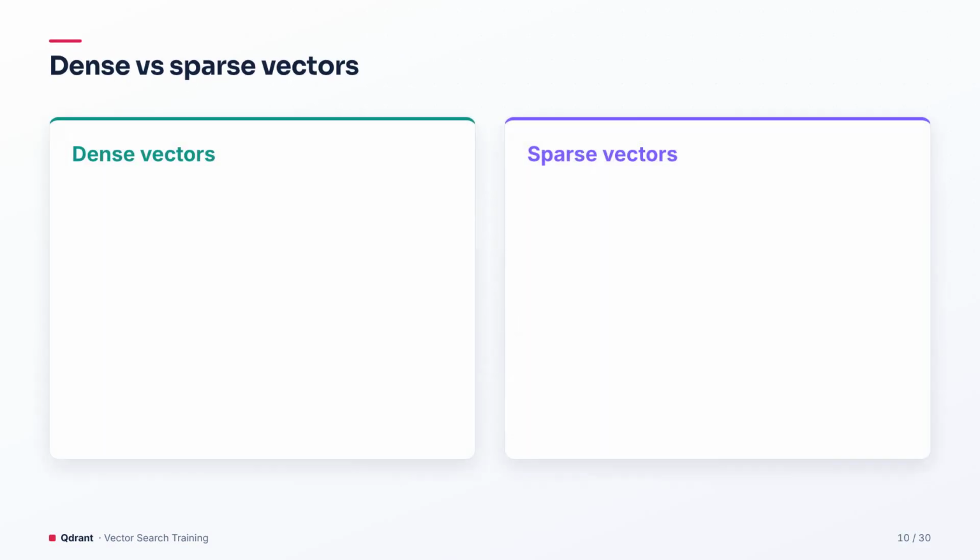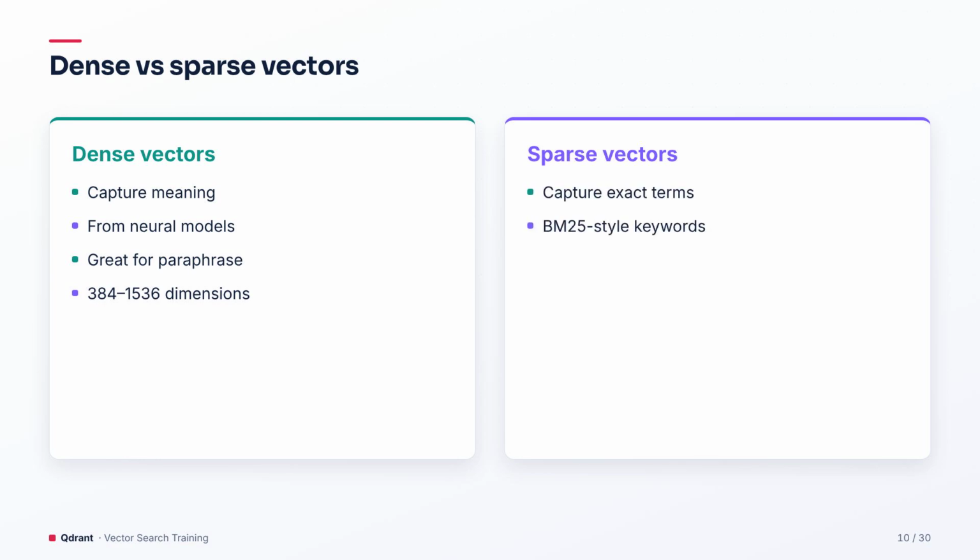Qdrant supports two kinds of vectors. Dense vectors come from neural models and capture meaning, so they shine at paraphrase and synonyms. Sparse vectors, like BM25, capture exact keyword matches and excel at rare or specific terms. Dense vectors are short and packed. Sparse vectors are mostly zeros with a few strong weights. The best systems combine both.